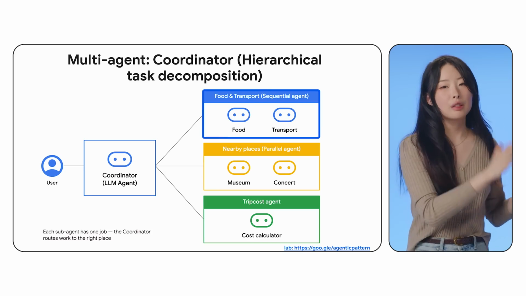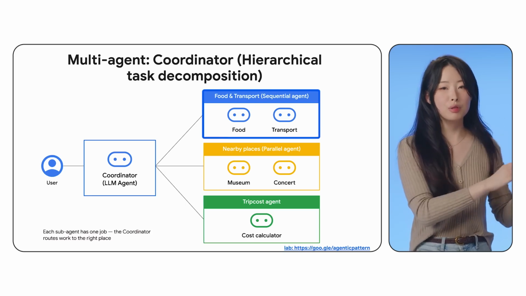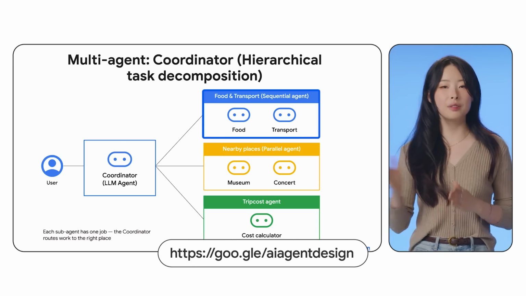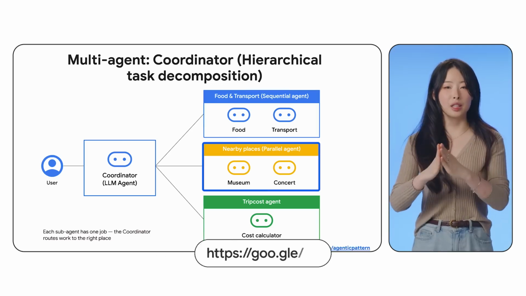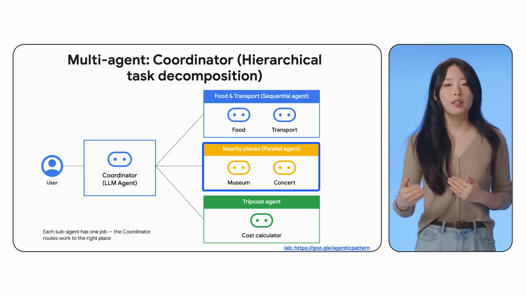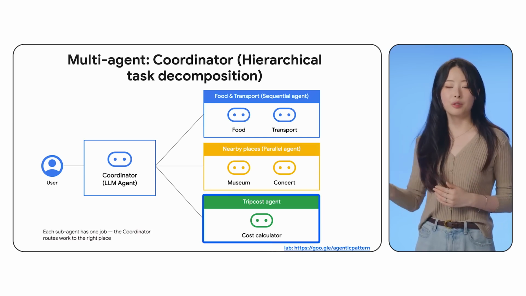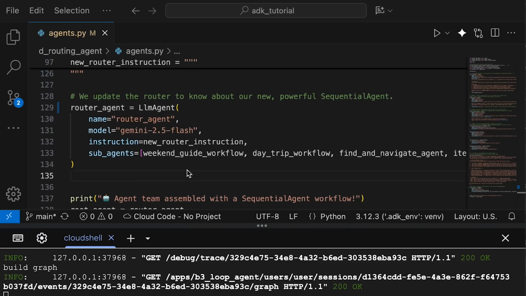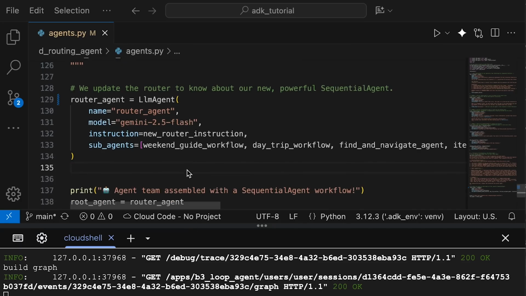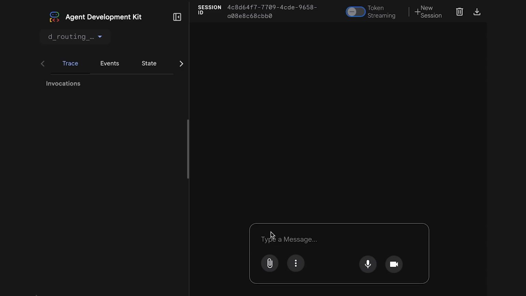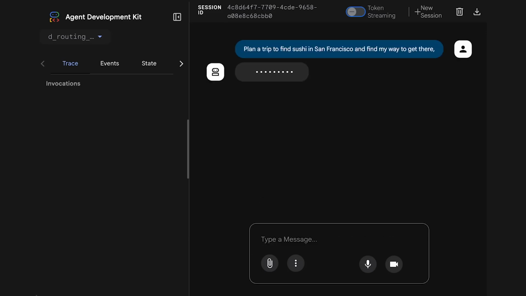We have a food and transportation agent, which is a sequential agent that we built last video, and you can check this link to review last video. We also have this nearby places agent, which is a parallel agent that we also built in last video. We also have this trip cost agent. And you can see from the code on the screen that we put the agents as sub-agents for this coordinator agent, where we use LLM agent to implement it. Now we can see it in action in ADK-Web UI.